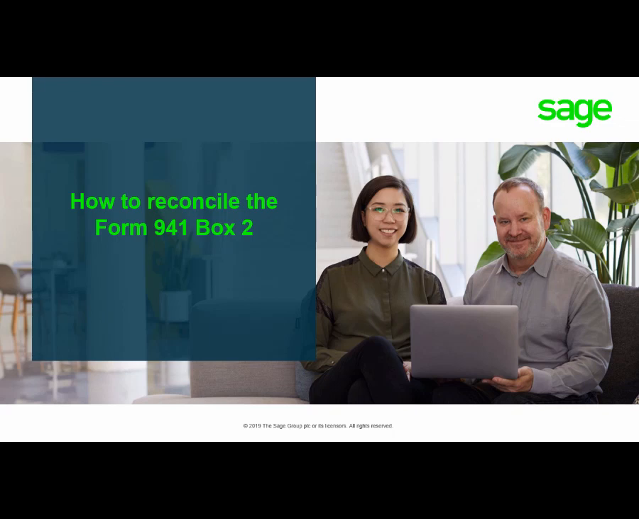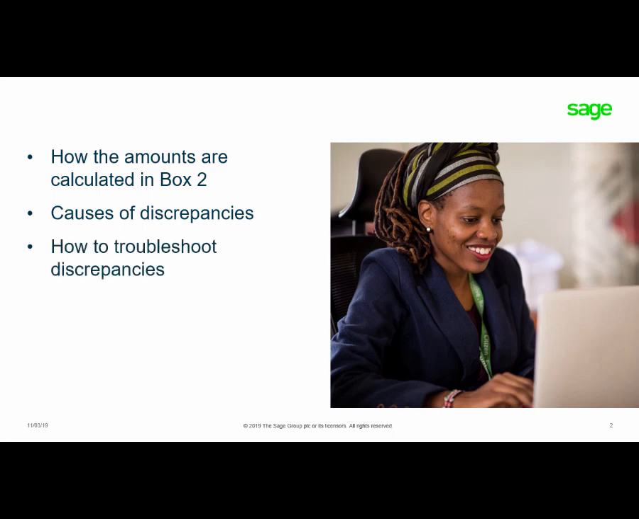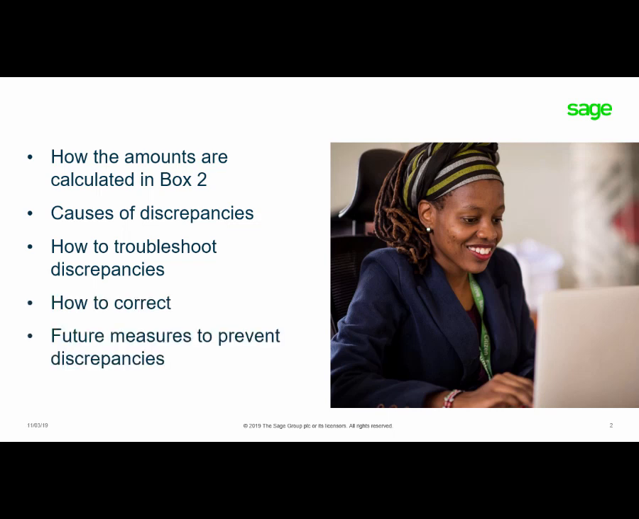Welcome to our tutorial on how to reconcile the Form 941 Box 2. In this tutorial, you will learn how Sage BusinessWorks calculates the amounts that appear in the Box 2 of your Form 941, why there may be discrepancies and what type of errors can cause the discrepancies. We'll talk about how to troubleshoot these discrepancies, how you can correct them, and future measures that you can take to ensure the numbers in your Sage BusinessWorks are correct.